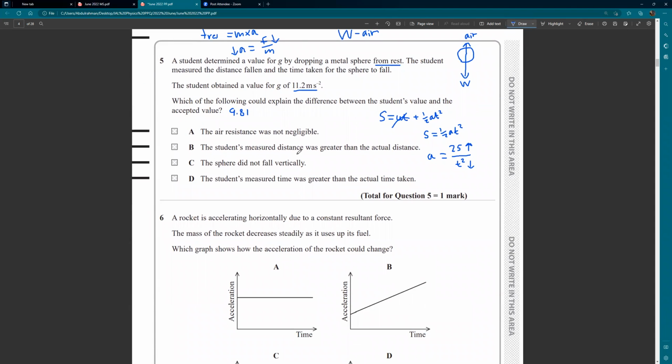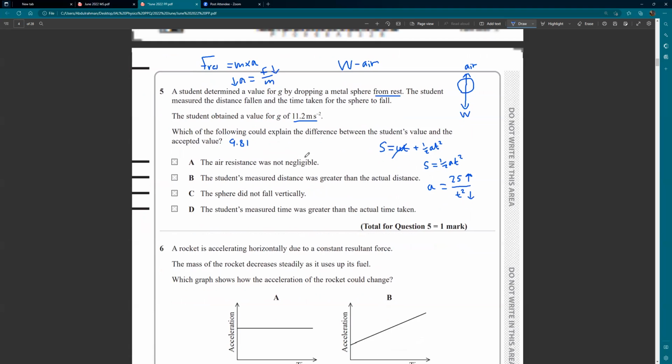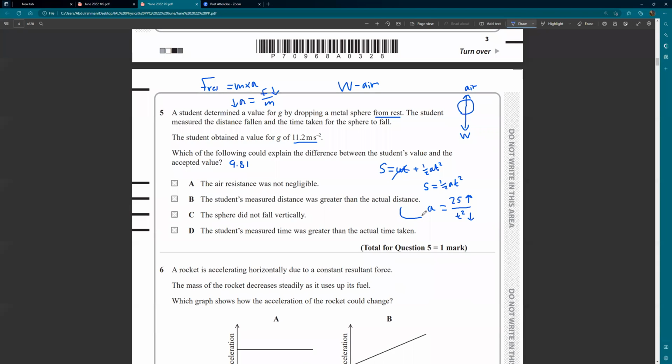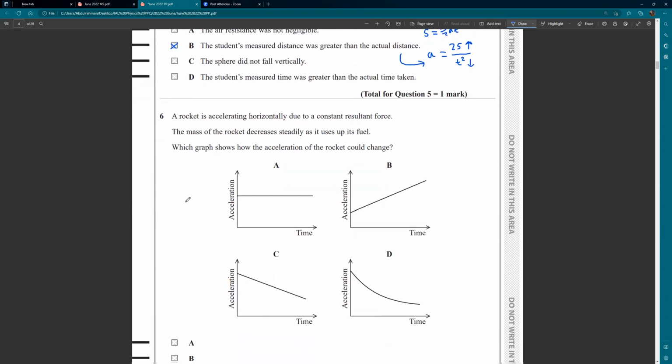The student's measured distance was greater than the actual distance. Looking back at this equation we just wrote, that will give you a higher acceleration because there's a larger displacement. So there'll be a larger acceleration. So the answer is indeed B.